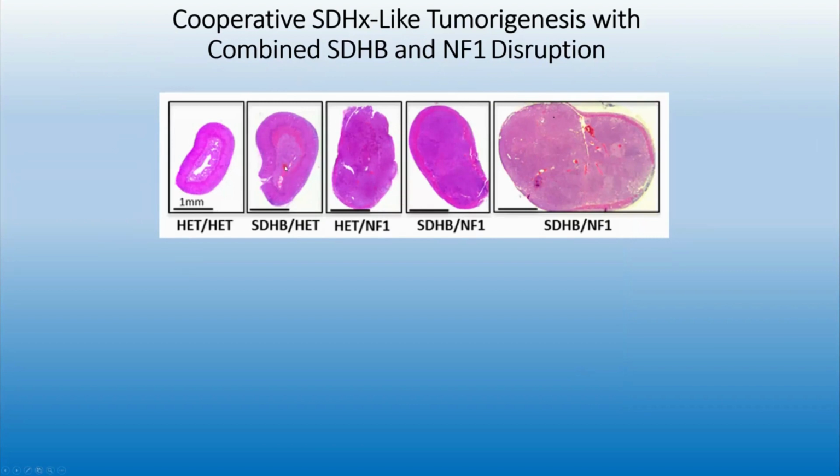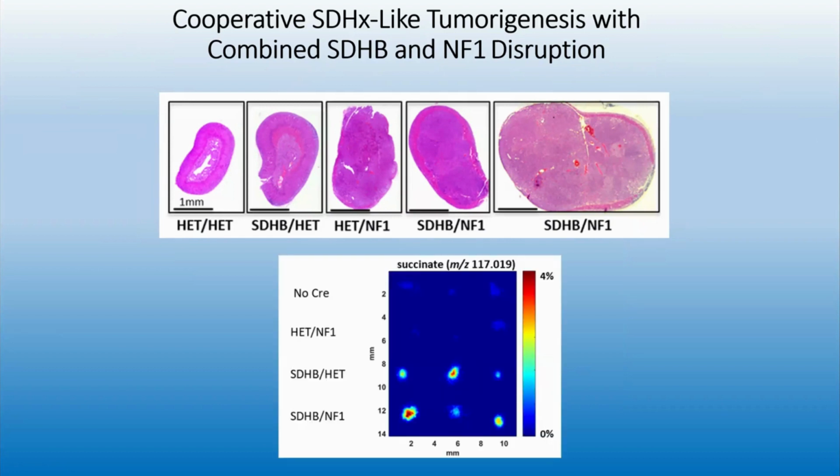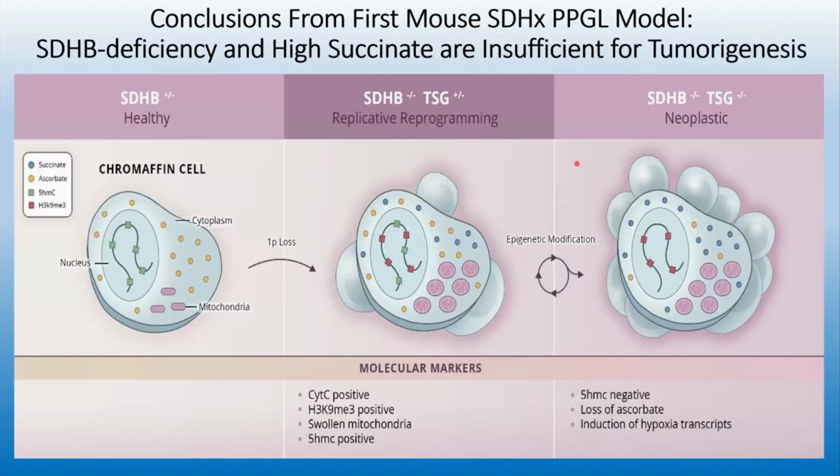So when you have SDHB deletion alone, in the medulla you don't get pheochromocytomas, but when you delete both succinate dehydrogenase B and neurofibromatosis, you get tumor formation. And there was high succinate there.